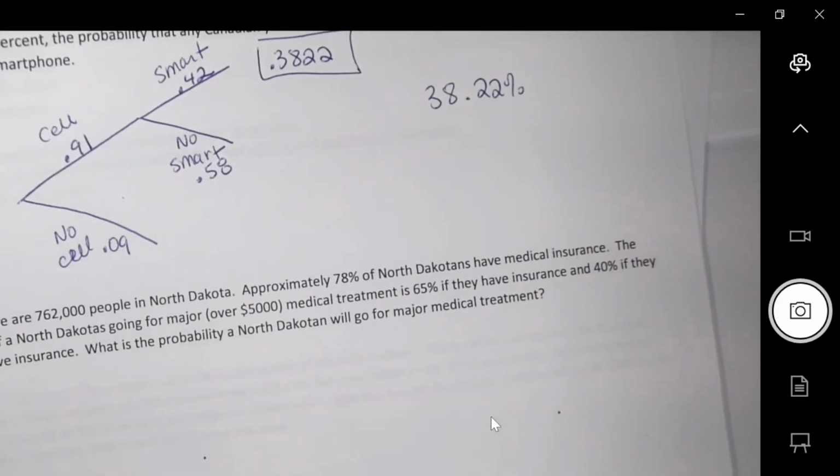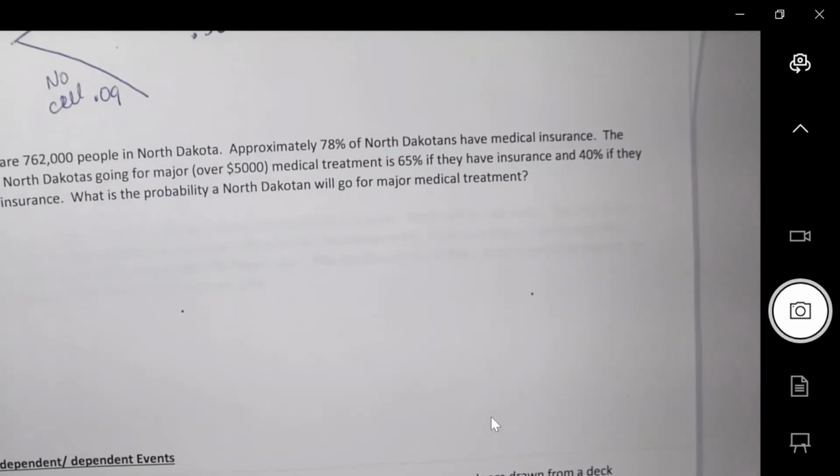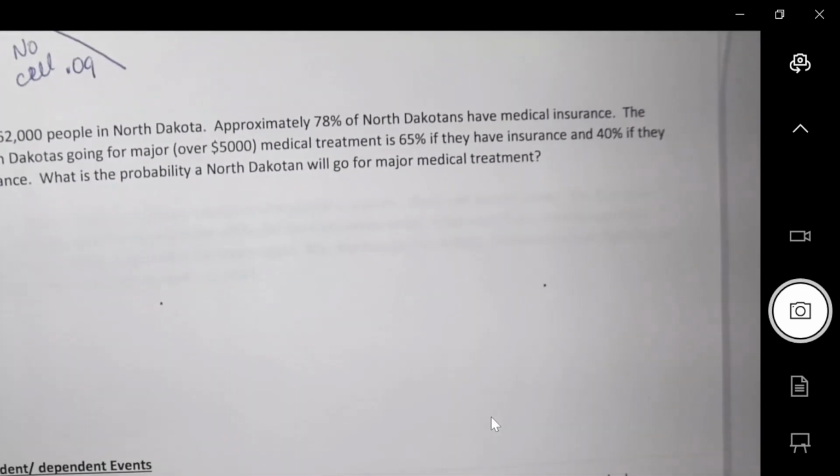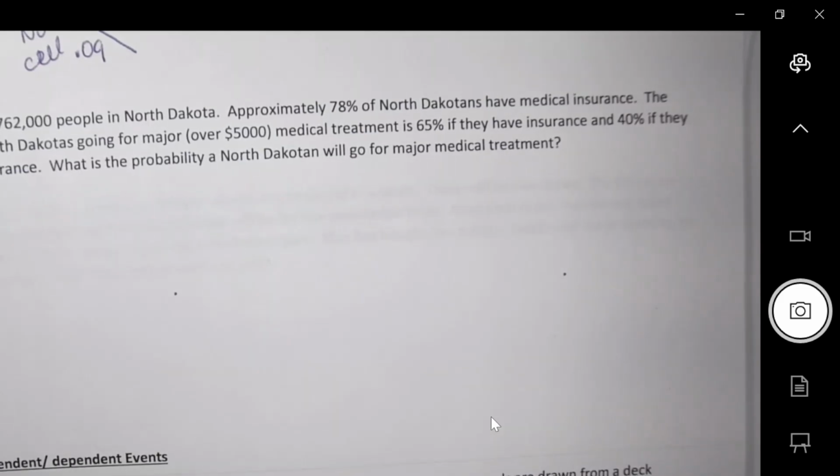All right, number 3. We're talking about people in North Dakota with medical insurance. 78% of North Dakotans have medical insurance. The chance of them going for a major surgery is 65% if they have insurance and 40% if they don't.